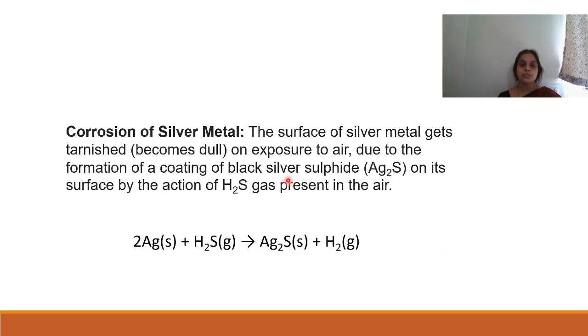Coming to corrosion of silver metal. The surface of silver metal gets tarnished or becomes dull on exposure to air due to the formation of a coating of black silver sulfide, Ag2S, on the surface by the action of H2S which is present in the air. So Ag plus H2S, forward reaction. What we get is black silver sulfide with the liberation of hydrogen gas.